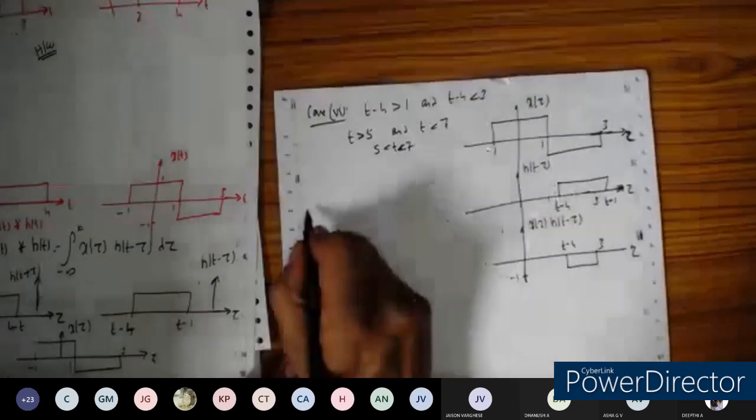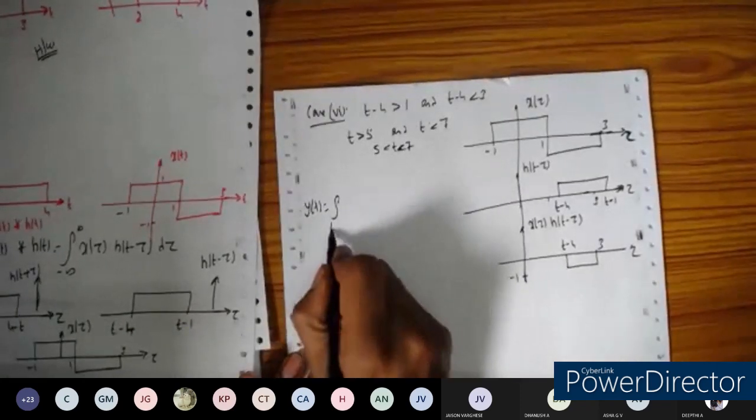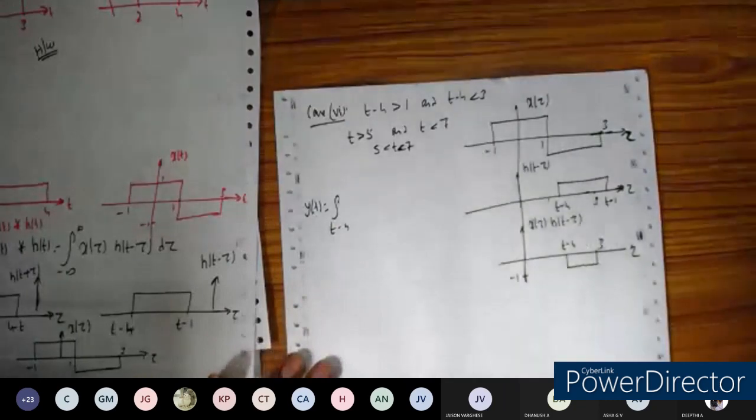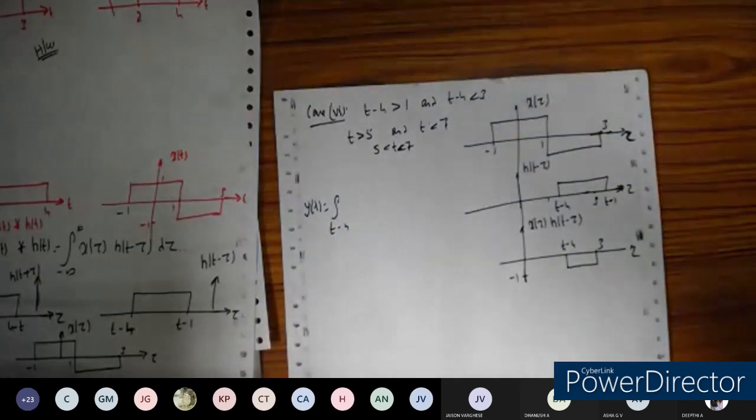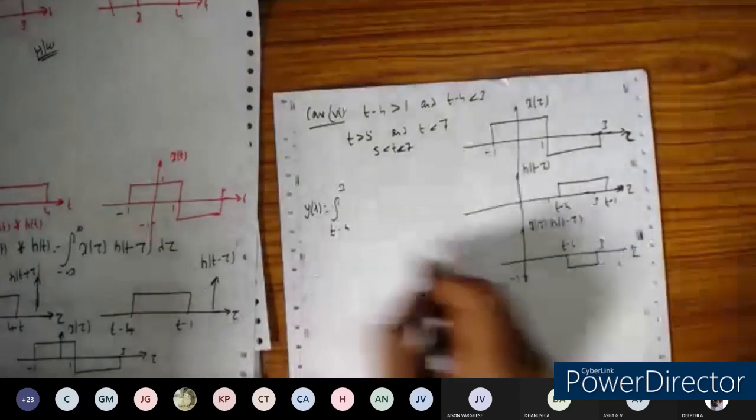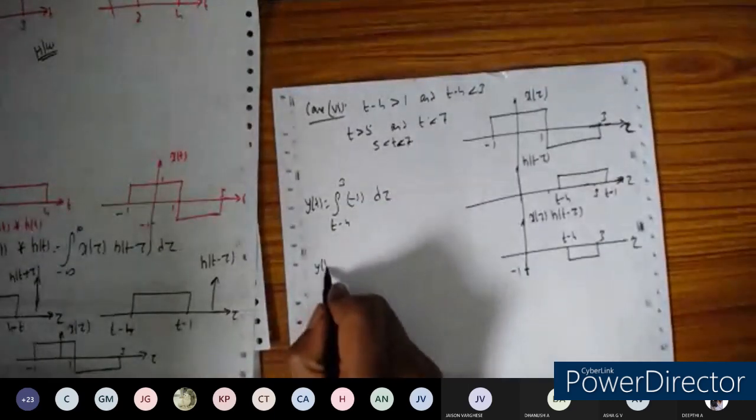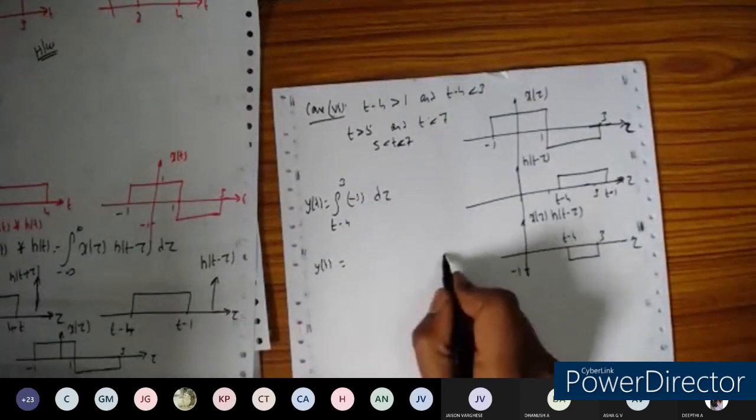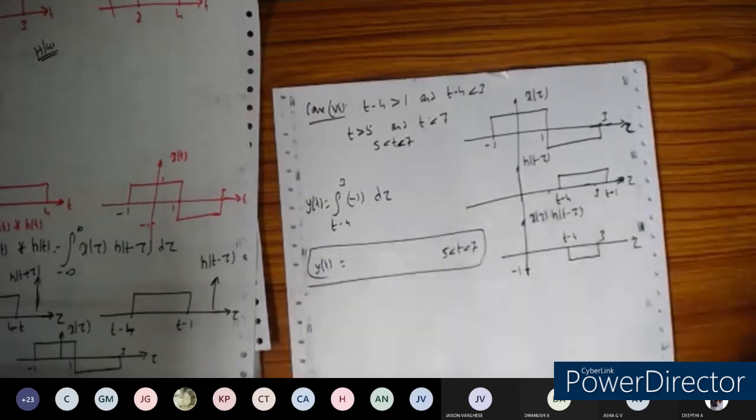So I'll just define the integral. I'm going to leave the class. So the product is from t minus 4 up to 3, and the product is -1 into d tau. Okay, find the solution. So y of t will become, for 5 is less than t less than 7, the solution we get here. So do integrate.